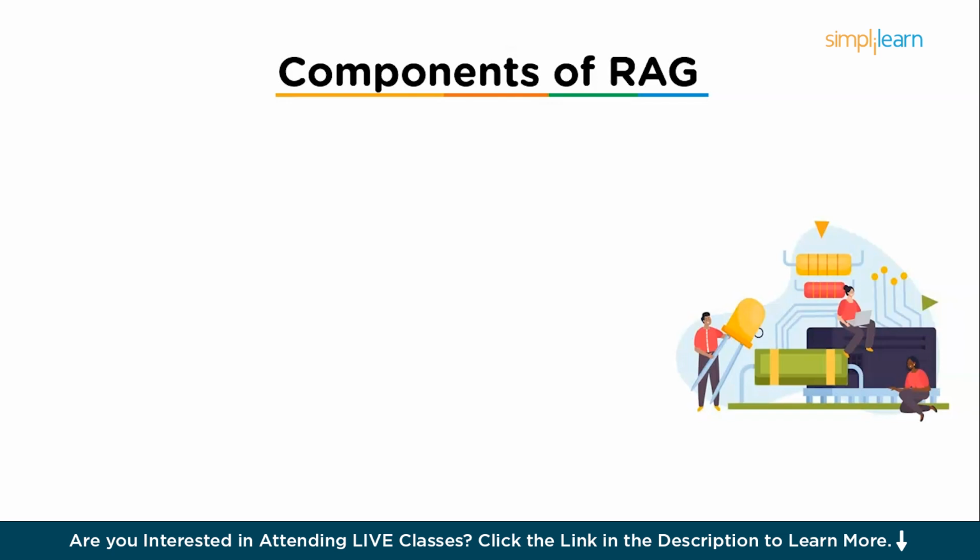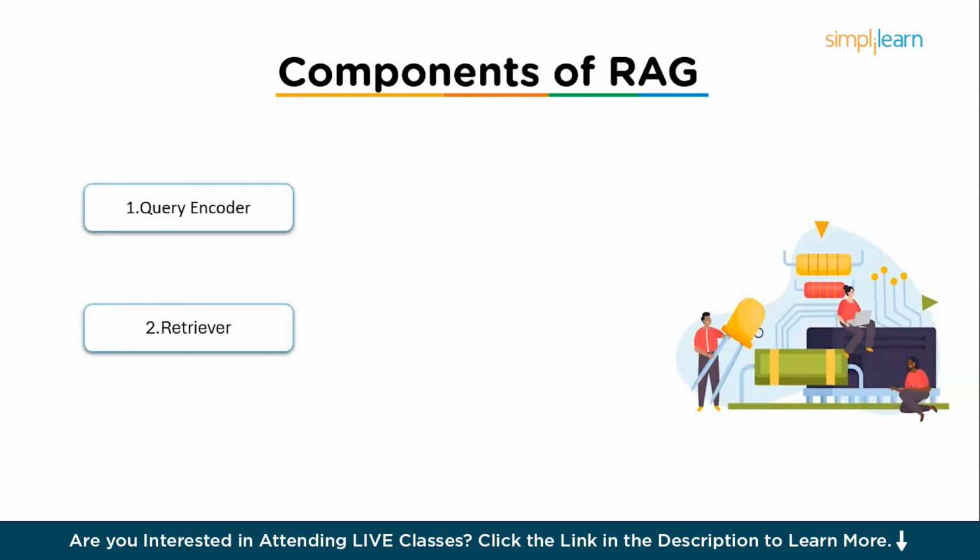So here's a quick overview of the 6 major components. So what are the components of the RAG pipeline? The first component we have is query encoder. Then we have retriever. The third one is the knowledge base, also known as the document store.